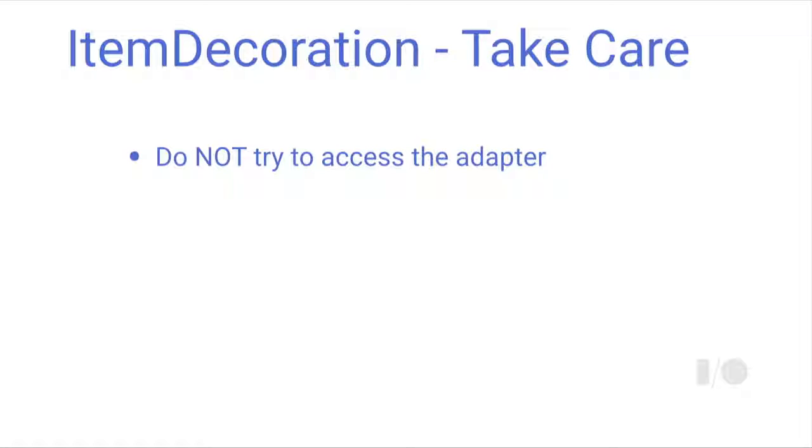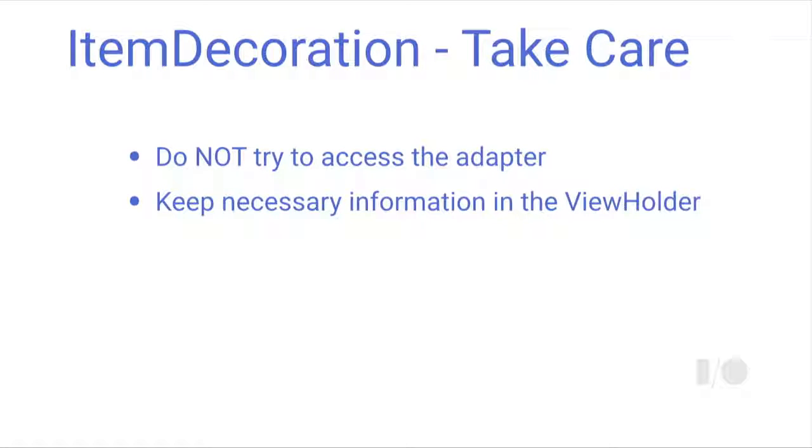So you need to be kind of careful about item decorations, though, because this drawing phase here might be in the middle of several other operations that RecyclerView is doing. And as you just detailed, there are a lot of things that RecyclerView does to try and present a consistent view of the world to adapters versus the layout managers. We're doing animations and so on and so forth. So the adapter's view of the world may not be what you're seeing on screen right then. So you want to make sure that you don't use the item decorations to access the adapter. Keep the necessary information about things that you need to draw in the view holder itself.